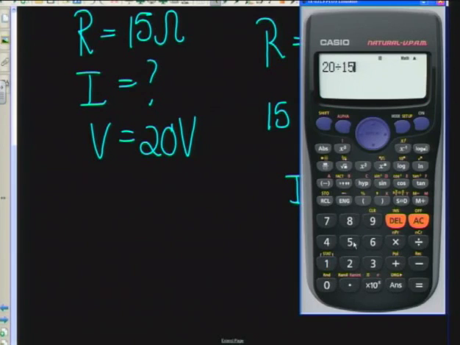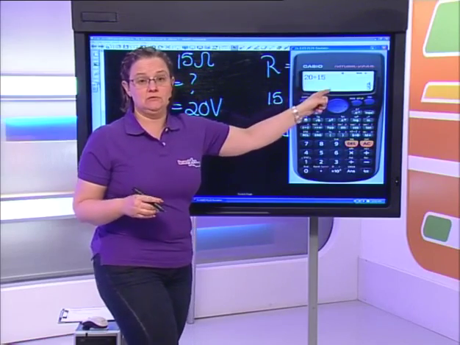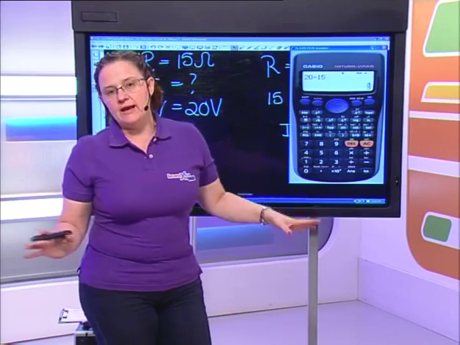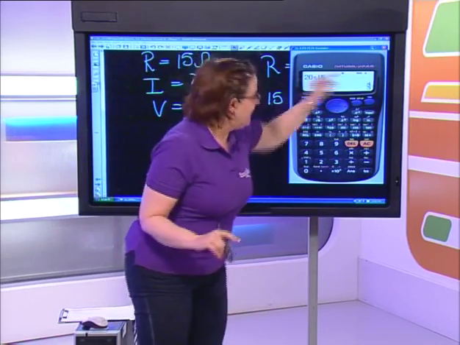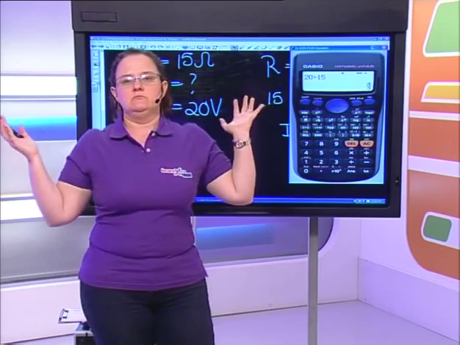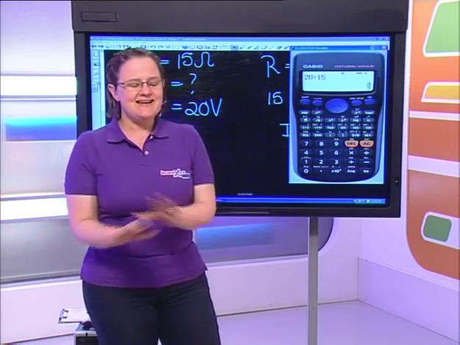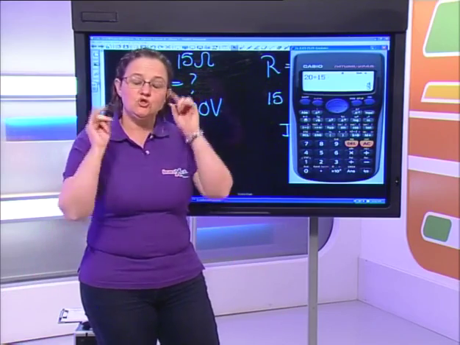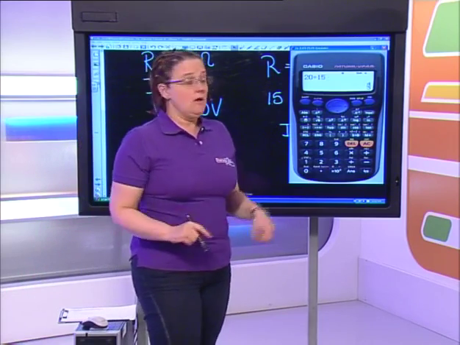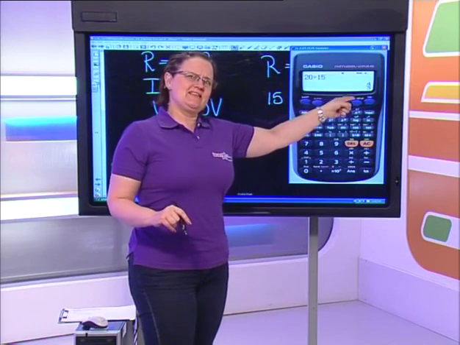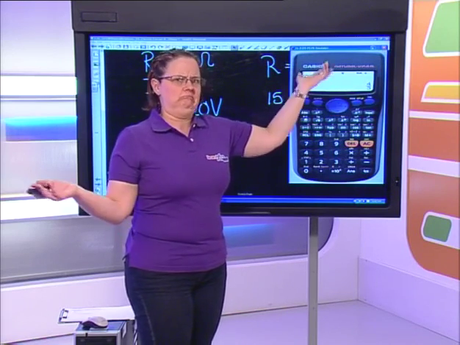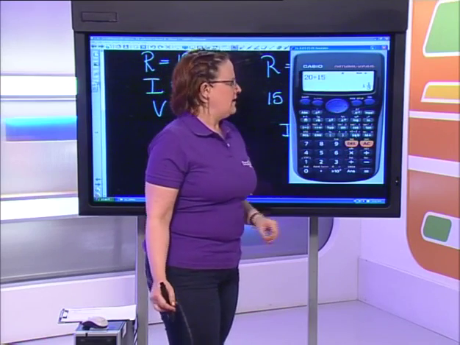20 divided by 15. Now, on your calculators, if you look at the screen, what is the calculator giving me as an answer? 4 over 3. Grade 10s, that is not your answer. Please be careful. In maths, depending on the question, that is an acceptable answer. You can leave it as 4 over 3. Not in science. Never, ever, ever do you leave an answer as a fraction, because that fraction is a simplification of your substitution. It's not what I want.